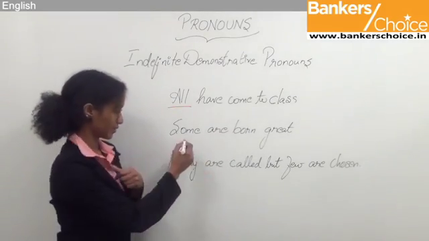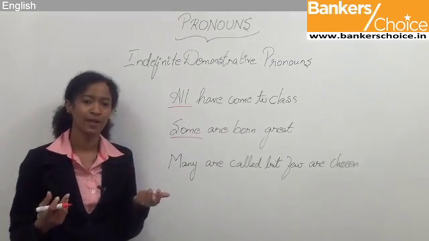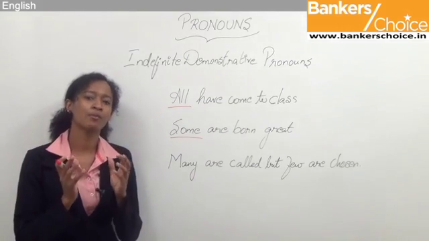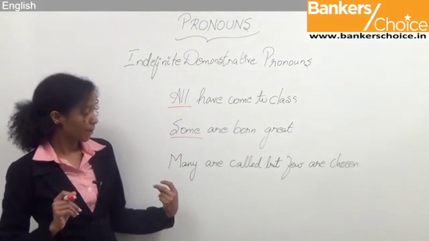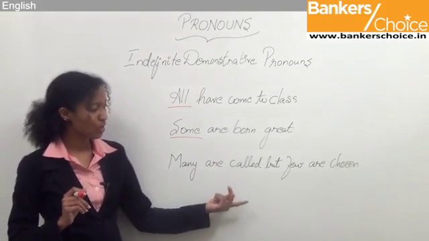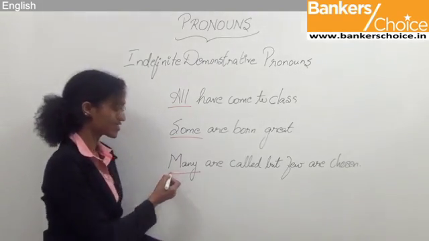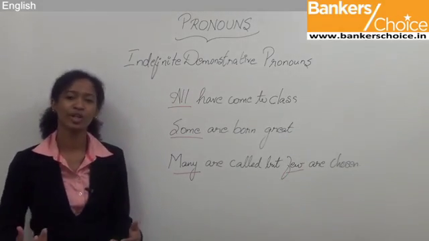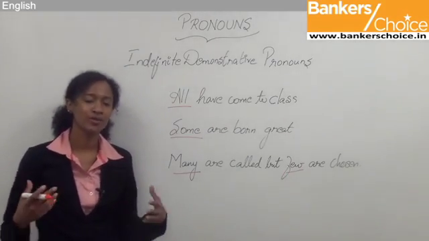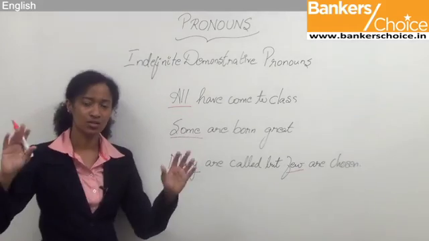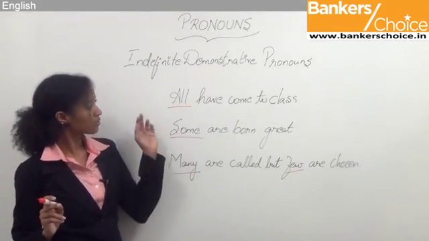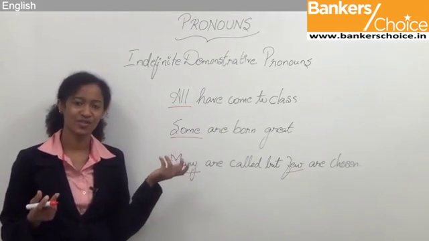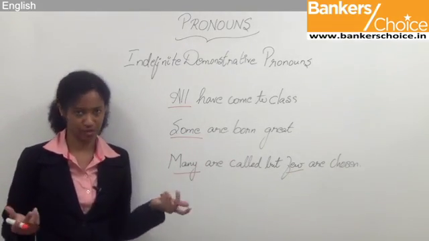Some are born great. Again, it's understood or implied that not all are born great, but only some of them are, right? Many are called but few are chosen. Again, it's understood or implied. You don't have to mention a particular number or thing because it's again based on certain facts or experiences. So here all, some and many and few act as indefinite demonstrative pronouns. Alright.